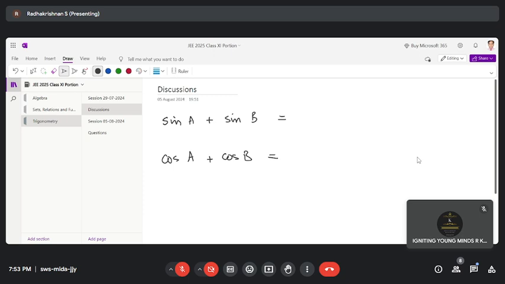So can you tell me what is sin A plus sin B? 2 sin (A plus B by 2) cos. Sorry, sir, minus (A plus B by 2). Second term is cos (A minus B by 2). What about Geeta? 2 sin (A plus B by 2) cos (A minus B by 2). Which is correct? Is there anybody else?